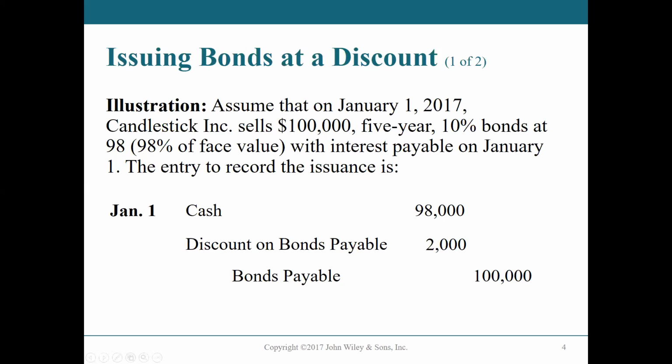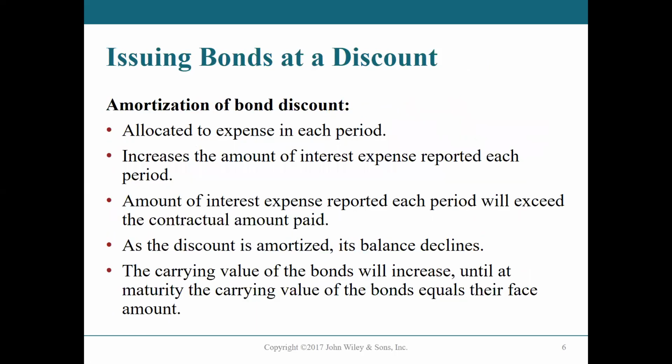So each year I'm going to debit interest expense, and I'm going to credit the discount on bonds payable account, $400 a year, so that by the end of the bond's life, all of that $2,000 will be claimed as interest expense. That's how we amortize. The discount on a bond, we allocate to expense in each period. It's going to increase the amount of interest expense reported each period.